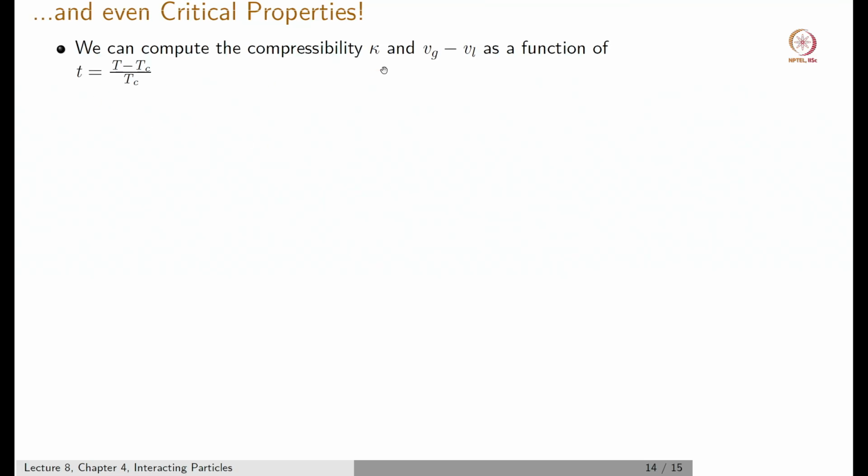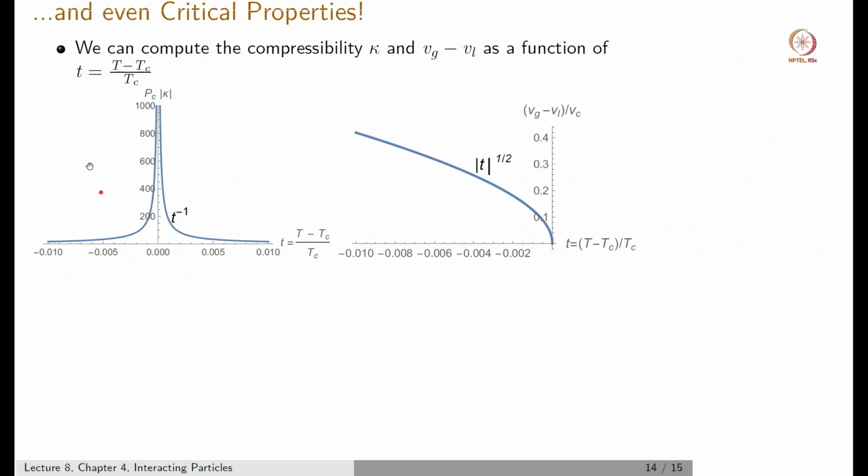So, we can now compute, for example, the compressibility of the gas and this quantity which is Vg minus Vl as a function of little t, which is the distance to the transition. So, in this field it is called the distance to the transition, namely T minus Tc by Tc. This is again, remember, a dimensionless number. And so, what I have done here is I have gone ahead and done this calculation, and you will see that when little t is positive, it diverges as t to the minus 1, and when little t is negative, it is also diverging as t to the minus 1. So, the critical exponent, what is called gamma, we find from calculation is 1.